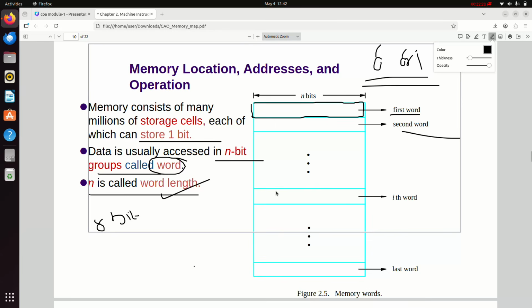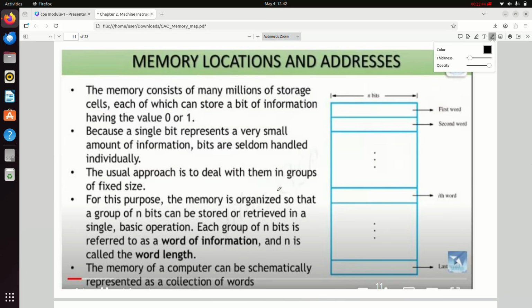Fine. So this slide I hope you have understood: n bits means the number of bits present in a single word. If your processor is a 32-bit processor, the number of bits in one word would be what? 32. Fine. Now here if you see the memory, I told you memory consists of millions of storage cells.